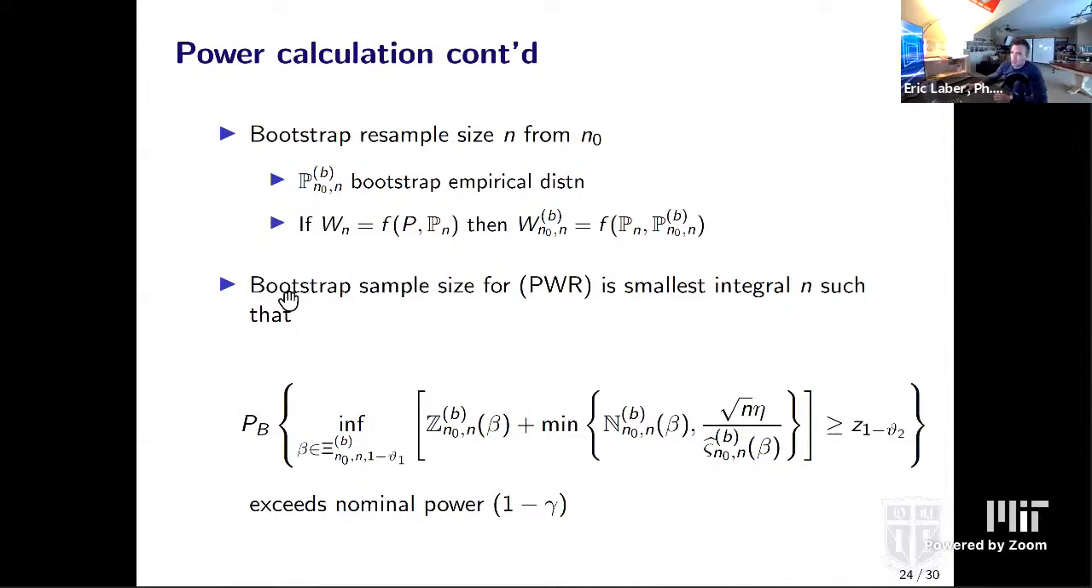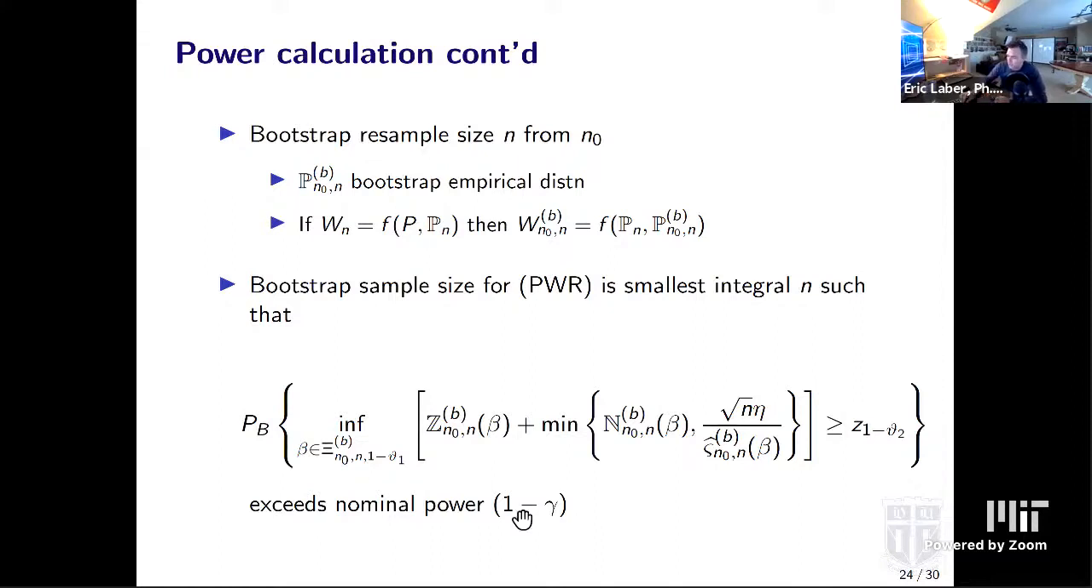Then the bootstrap power is just solving for the integer n such that the bootstrap analog of that expression for the power holds. So this is the bootstrap probability. This is the infimum over the projection set. This is the bootstrap analog of the test statistic, and this thing is at least 1 minus gamma. So this is obviously very computationally intensive, and so that's sort of ad hoc, all right?